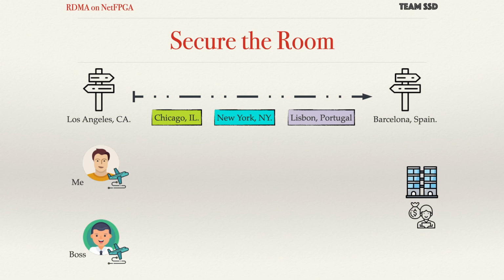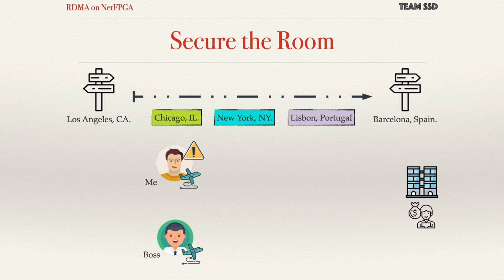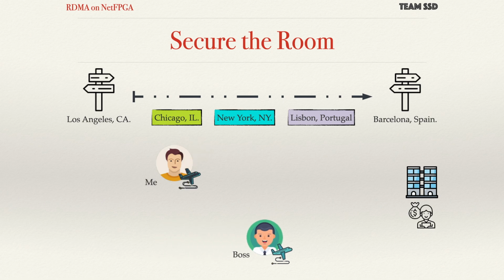Imagine me and my boss are both traveling out of LA to Barcelona, and we are both flying to get this one single room that has the best view and the best deal. We both start flying, but since I'm a poor student, I can only stop at Chicago for my next transfer, where my boss can just fly non-stop because he's obviously much richer than I am.